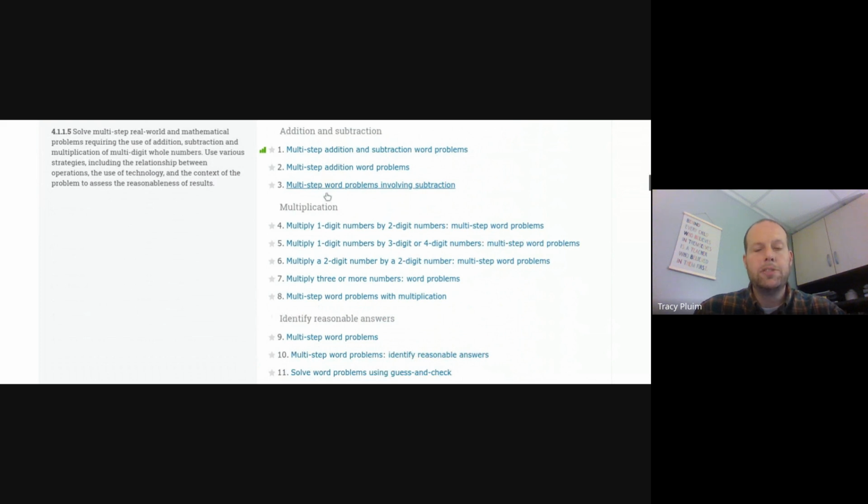Again, each student should have their login information in either their planner or their folder. It should be taped right there, how to log in. Make sure that they log in so that they are accessing everything that IXL has to offer.